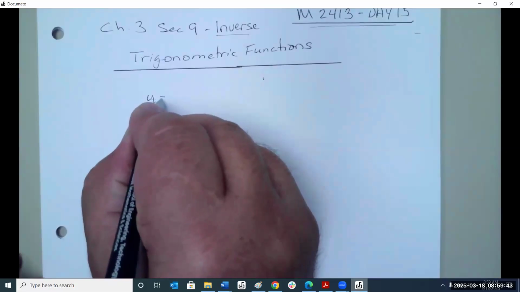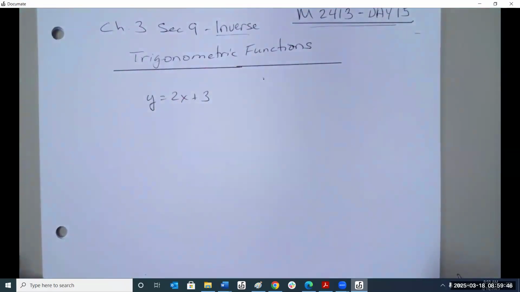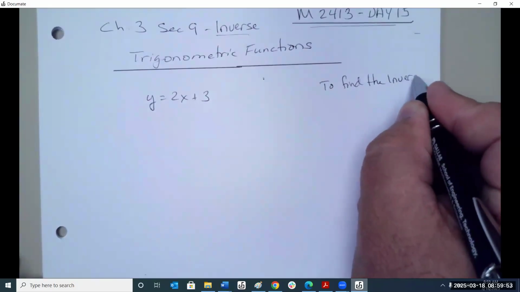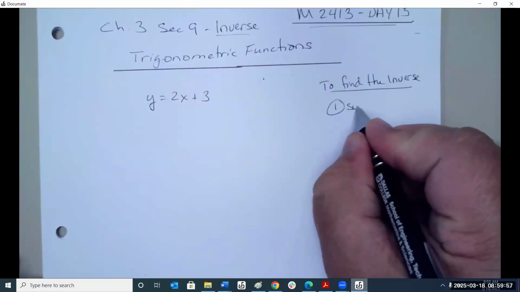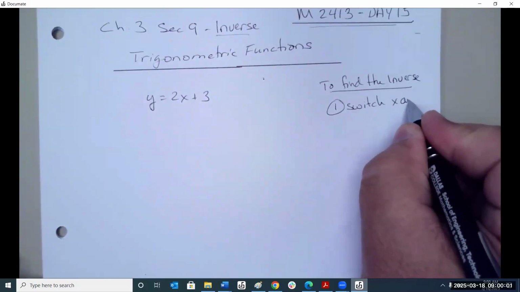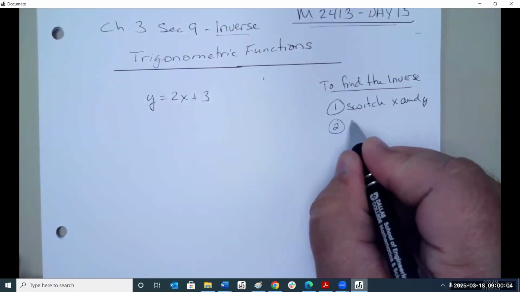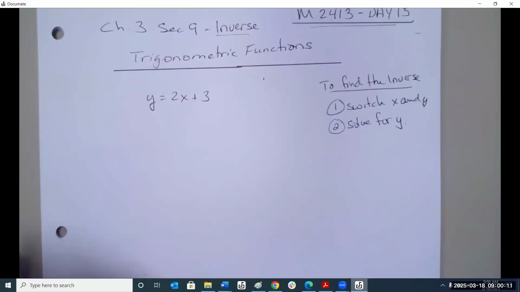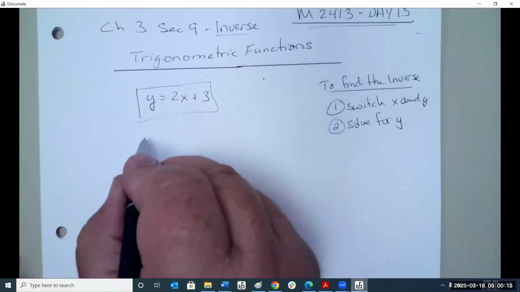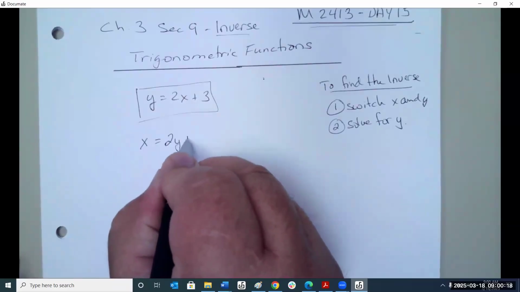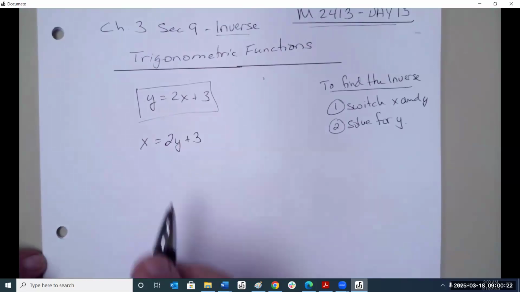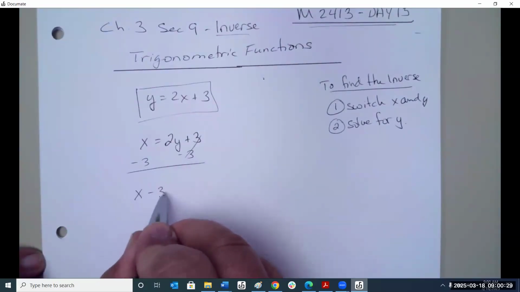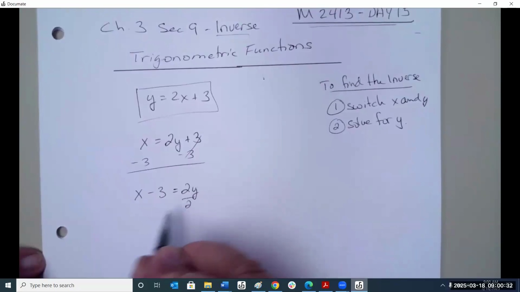So if we had y is equal to 2x plus 3, to find the inverse, switch x and y, and then solve for y. So here's our original function. To find the inverse, switch x and y, and solve for y. So we subtract 3 from both sides first, and then divide by 2.